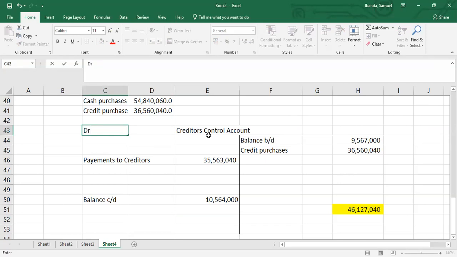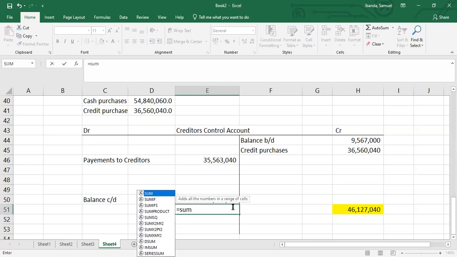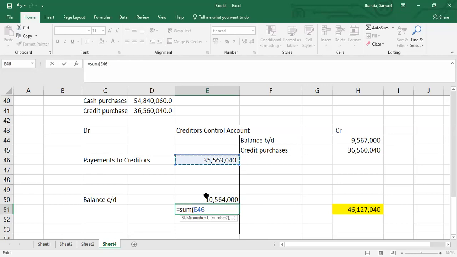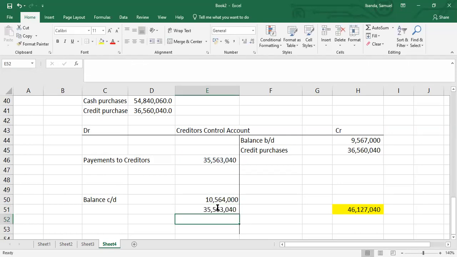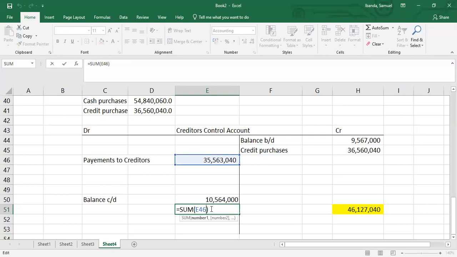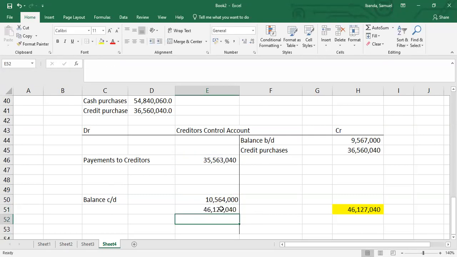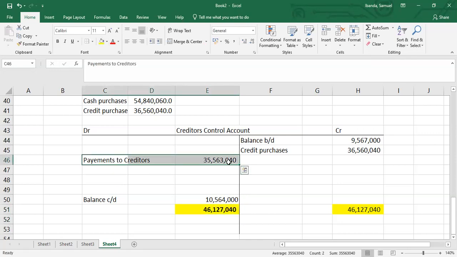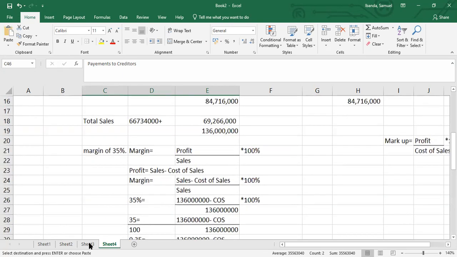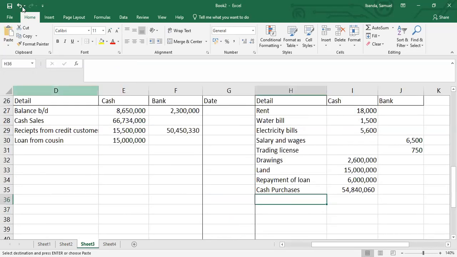Remember, this is a debit and credit, okay? So payments to creditors reduce your creditors, and they are supposed to be debited. So right now, I can find the summation of the two, and right there, my account balances. So once I have these payments to creditors, I'll pick this value right away and take it to my cash book, okay? I'll take it to my cash book right here.